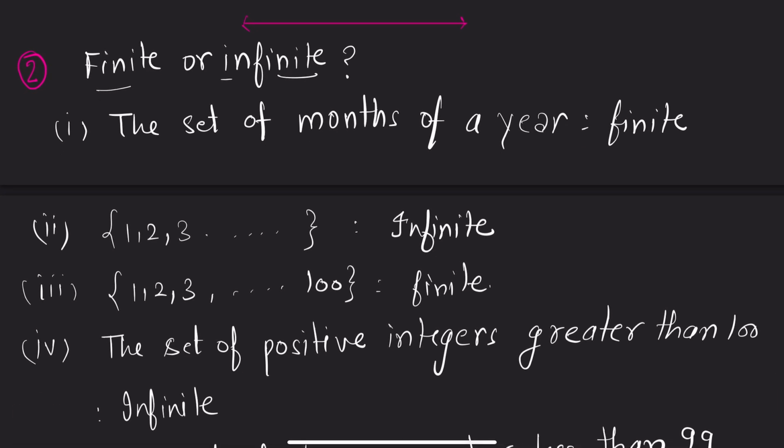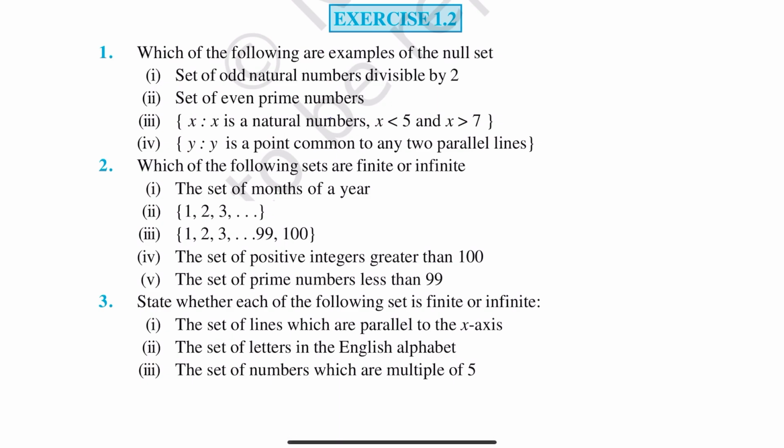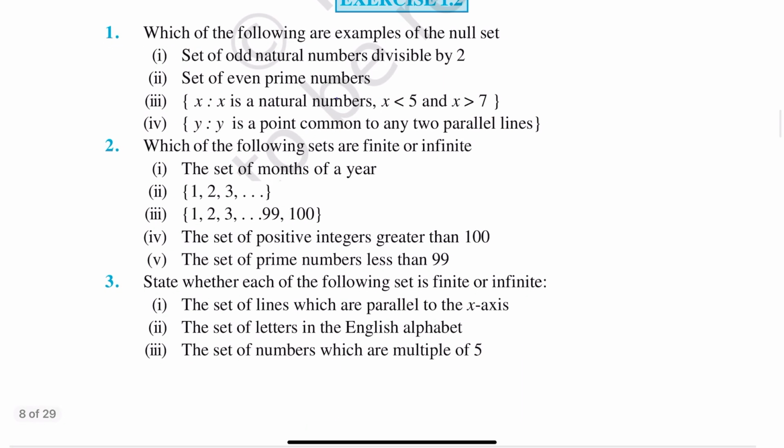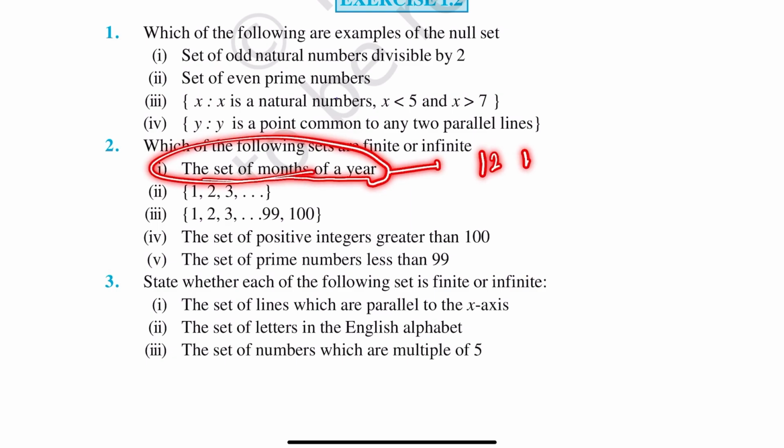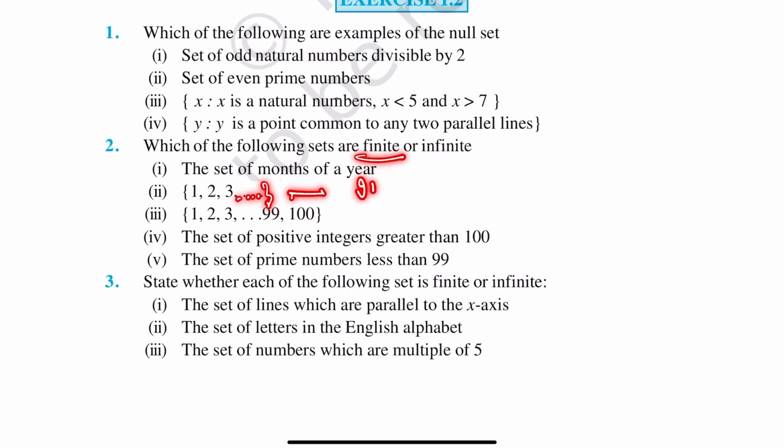Now the second question is about finite or infinite. We know what a finite set is. If the number of elements in a set is finite, then the set is finite, and if the set is not finite, we call it an infinite set. So the set of months of a year is easy. There are 12 months in a year, so this set is finite. Second is 1, 2, 3. I think this is the collection of natural numbers, and natural numbers are not finite. So this set is infinite.